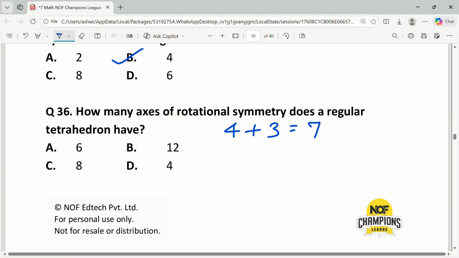However, the options provided are 6, 12, 8, and 4. The standard count for unique axes is 7, but based on the options, 4 is the number of three-fold axes, assuming the question asks for primary axes or the number matching an option. 4 is the answer.